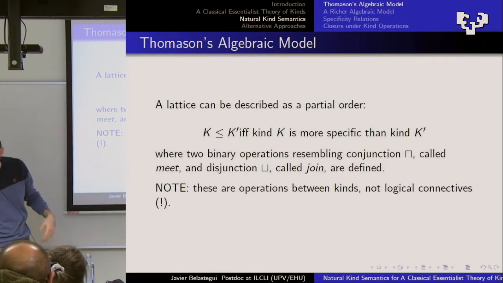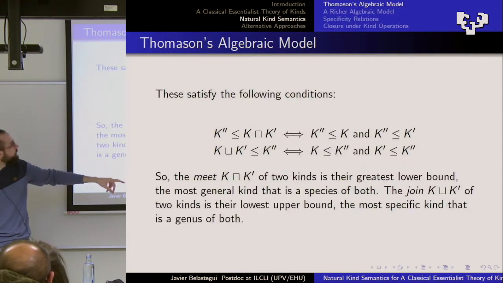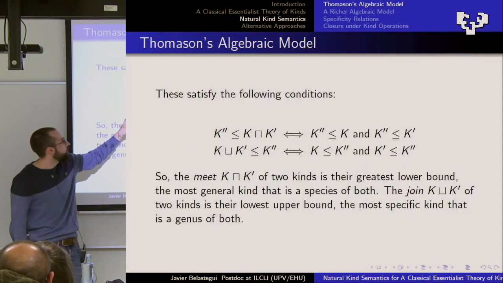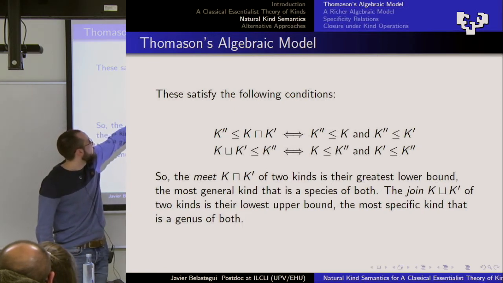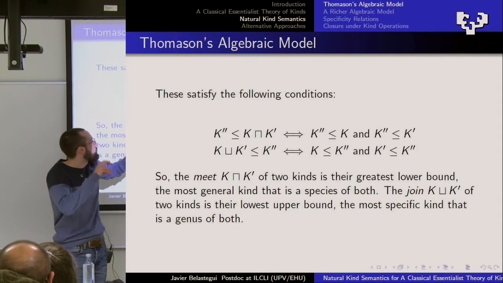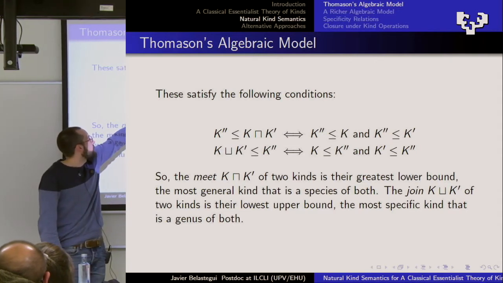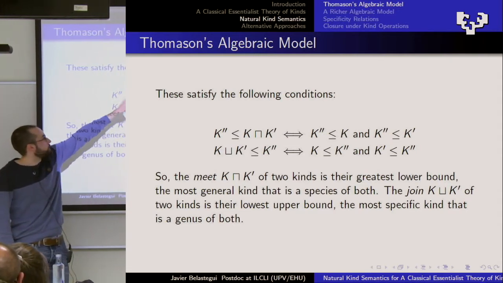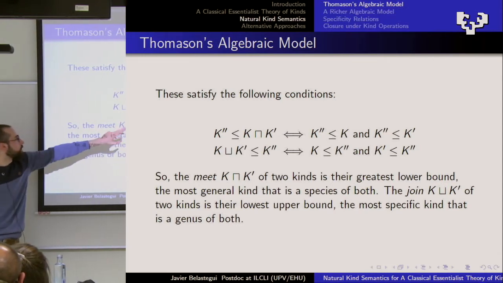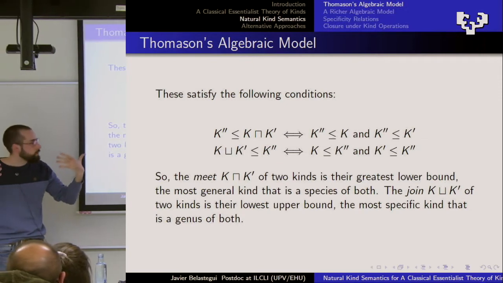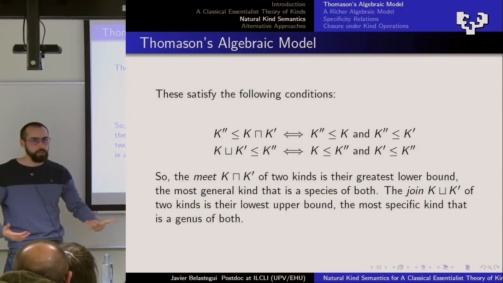So we can take conjunctions and disjunctions of kinds. Okay, these are not logical connectives. And so yeah, they work in this way. So kind K double prime is more specific than the conjunction of kind K and kind K prime if and only if it is more specific than each of these two, right? So they behave like conjunction and disjunction, basically.